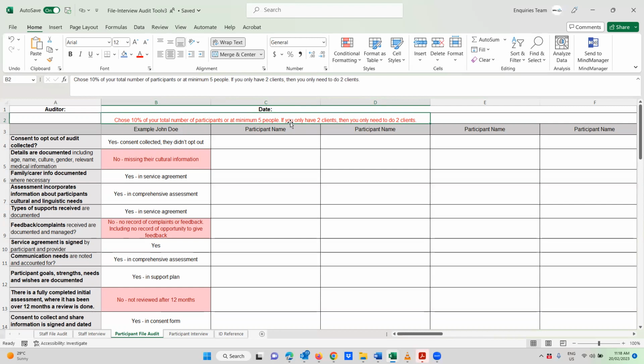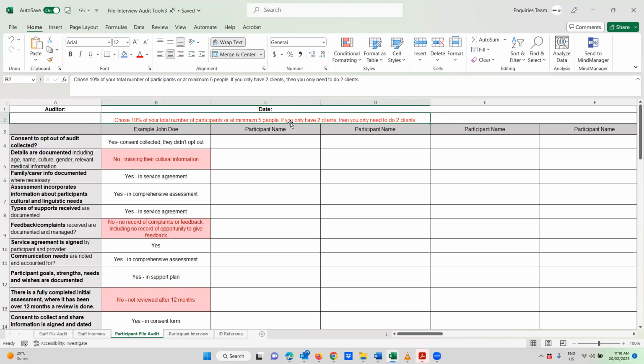But if you only have 7 clients, we're not going to do the square root of that. We're just going to do 5. And if you only have 2 clients, we can only audit 2 clients. So that is the logic behind the methodology.